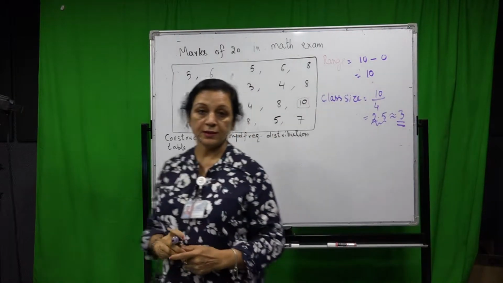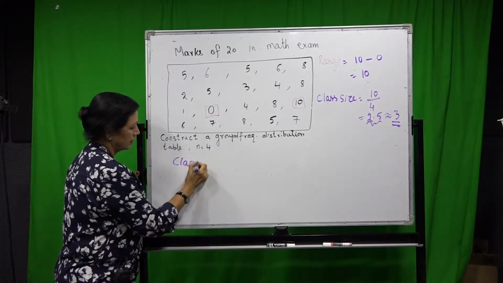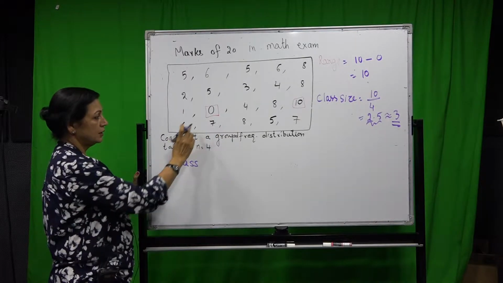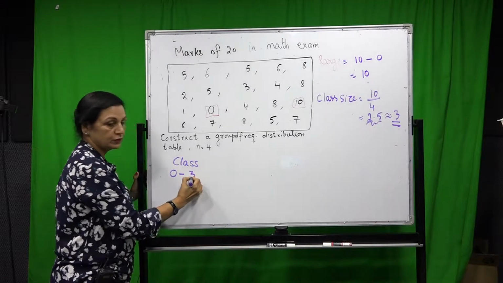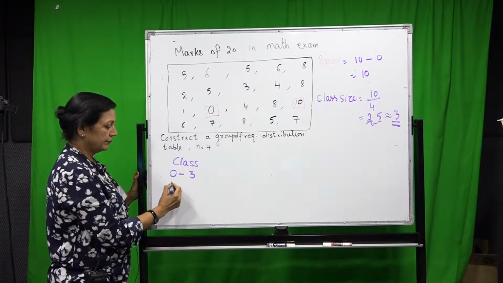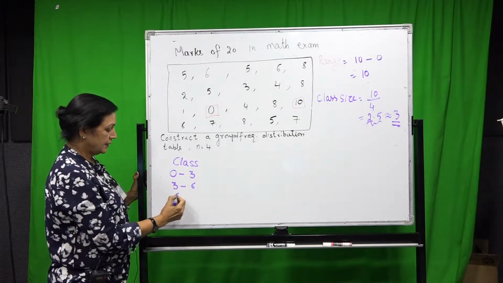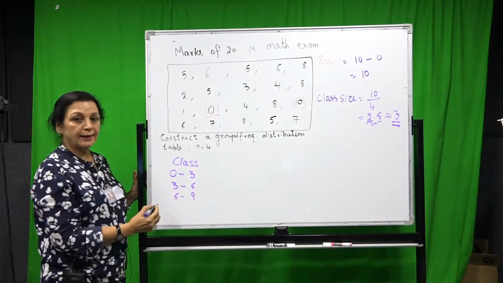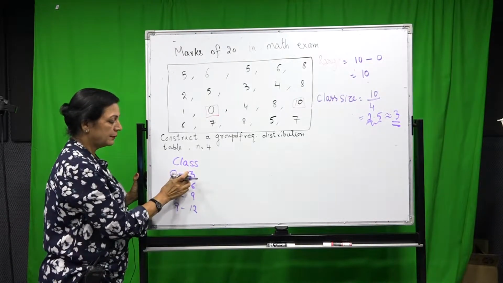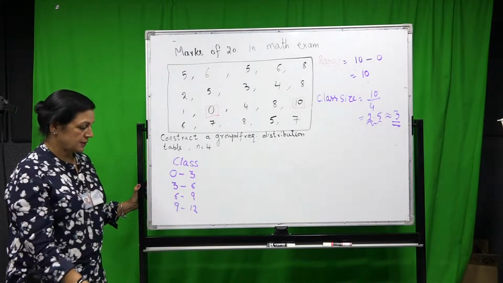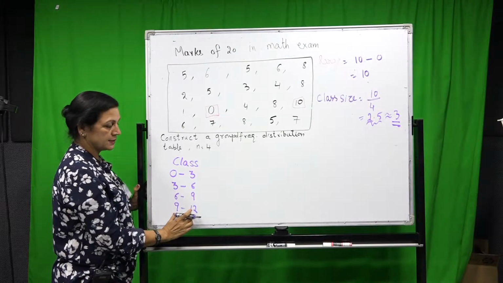Now, we have to construct classes. The class size is 3. We start with the lowest value. First class we can take from 0 to 3. Next will be 3 to 6. The size should be the same in all classes. Then 6 to 9, and the next one will be 9 to 12. Remember, the size should be the same in all classes. So, now the lowest value can come here and the 10 can come in this class.